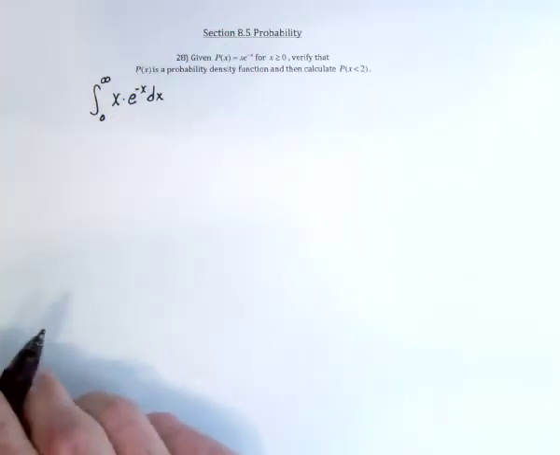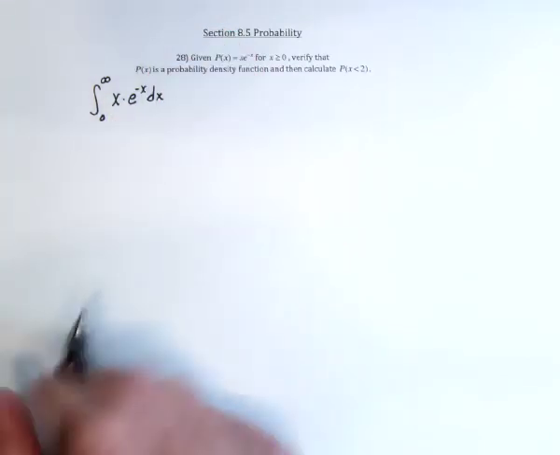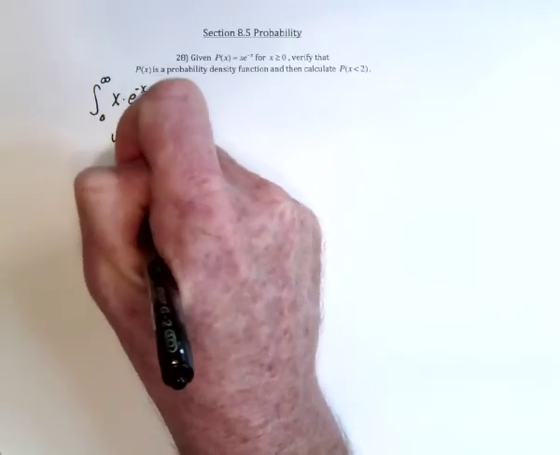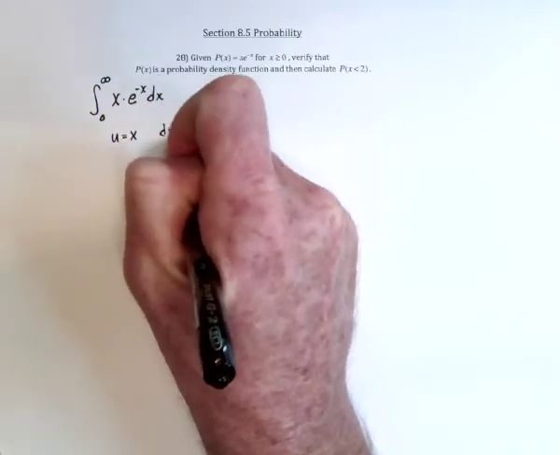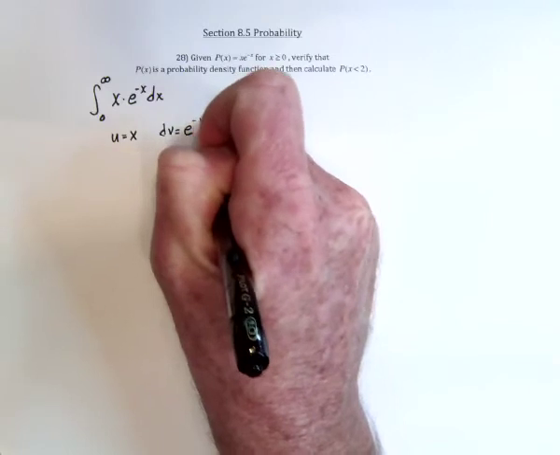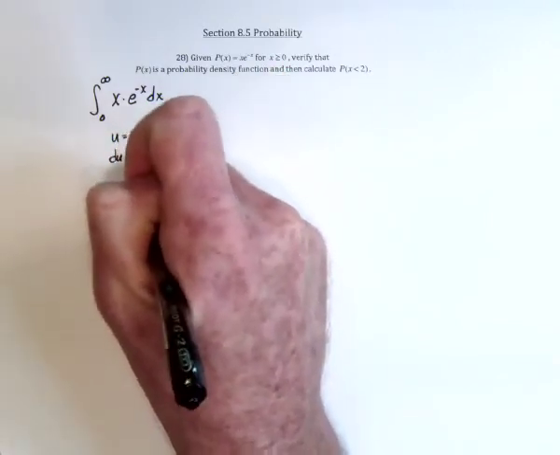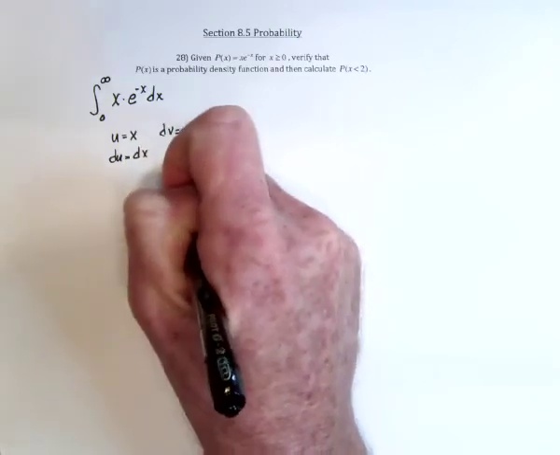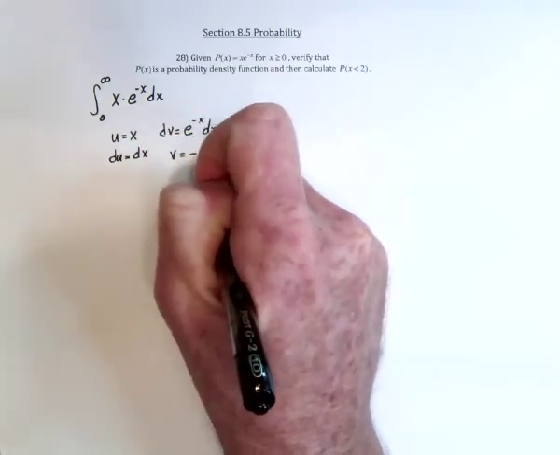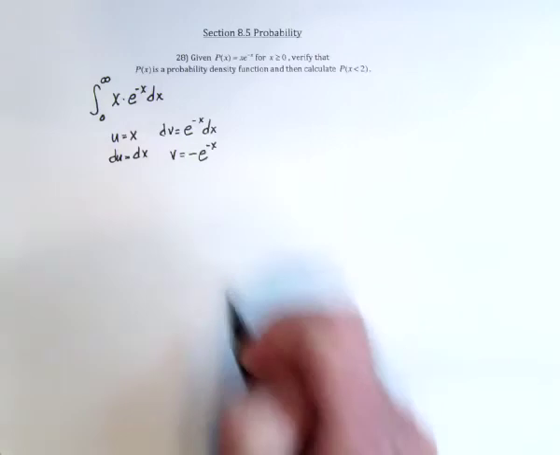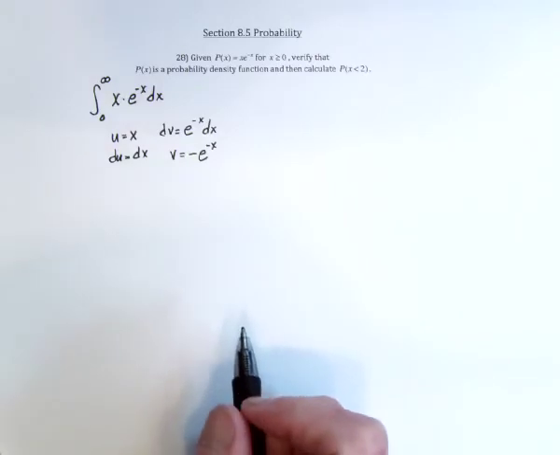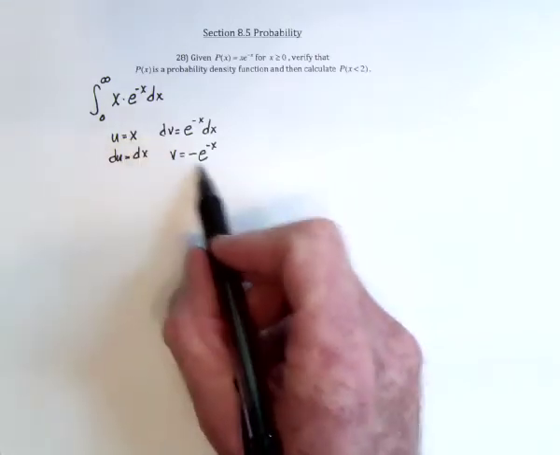So this is a good candidate for integration by parts. Let u equal x, and dv will equal e to the negative x dx. Over here, take the derivative, and you just get 1 dx. Over here, it would be negative e to the negative x. So then integration by parts would say multiply these two.